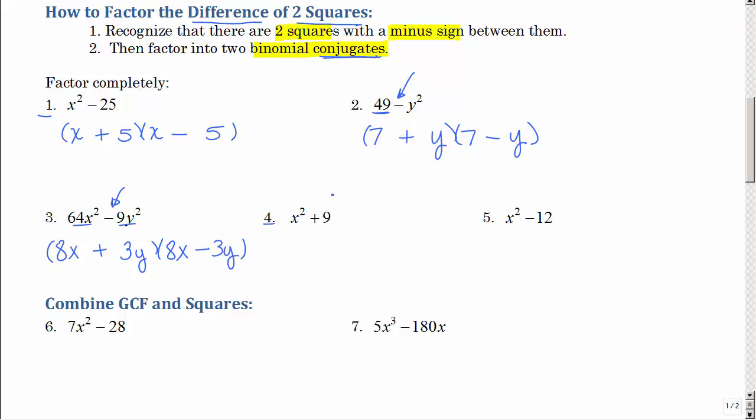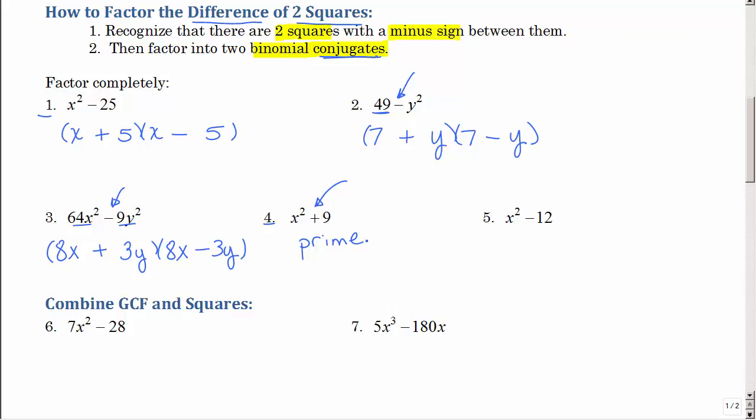Number 4. Is that the difference of two squares? No. Is there a GCF? No. So we would call this prime, meaning it's reduced down as far as possible. That is called prime. It cannot be factored.